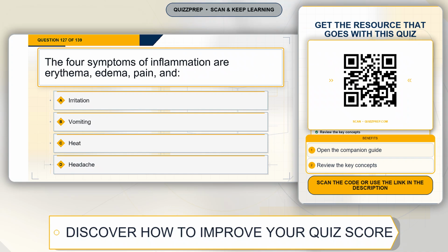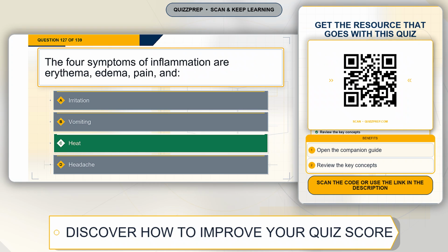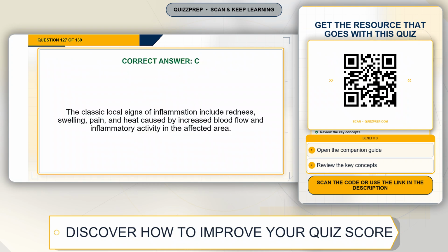Question 127. The 4 symptoms of inflammation are erythema, edema, pain, and Option A, irritation. Option B, vomiting. Option C, heat. Option D, headache. The correct answer is option C, heat. Explanation. The classic local signs of inflammation include redness, swelling, pain, and heat caused by increased blood flow and inflammatory activity in the affected area.